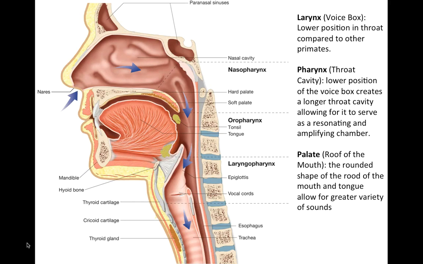The palate, or the roof of the mouth, is rounded in shape. Along with the mouth and the tongue, it allows for a greater variety of sounds. Together, the roof of the mouth, the larynx, and the pharynx help us to produce all the sounds that we hear in our spoken language.